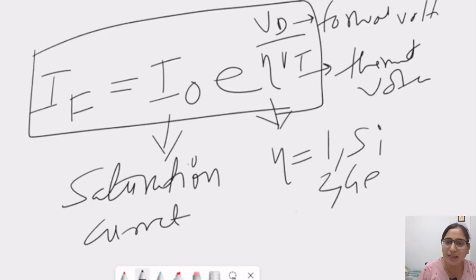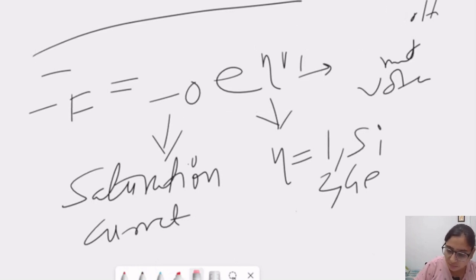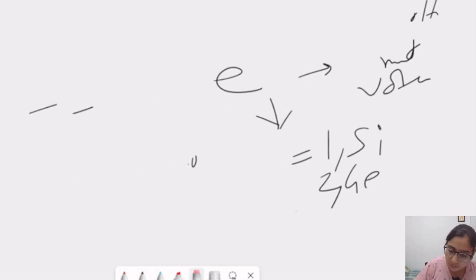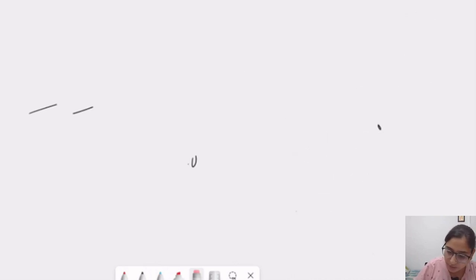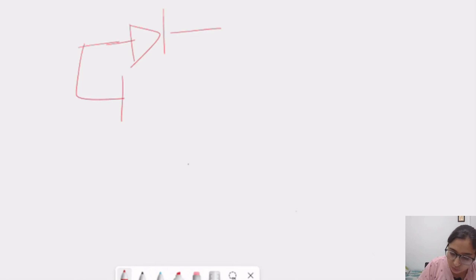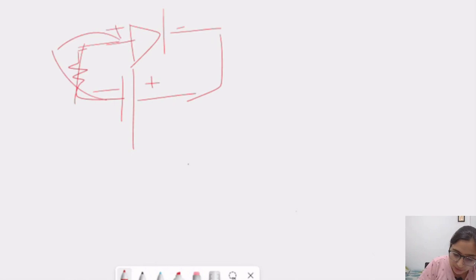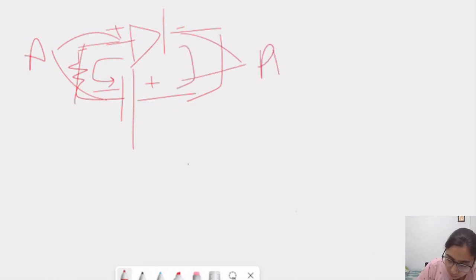Now we will quickly discuss the reverse bias condition. What happens in reverse bias condition? We connect the negative terminal of the battery to the anode and the positive terminal of the battery to the cathode. So this is our reverse bias. In reverse bias, the positive and negative charges attract each other, so the charges flow in this direction. Similarly, here also the charges attract each other and flow in this direction.